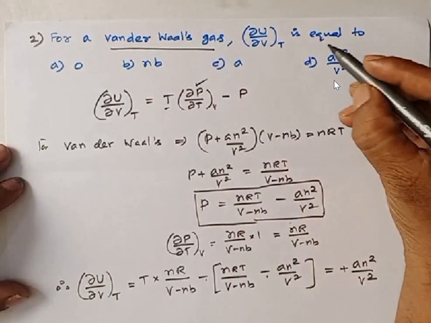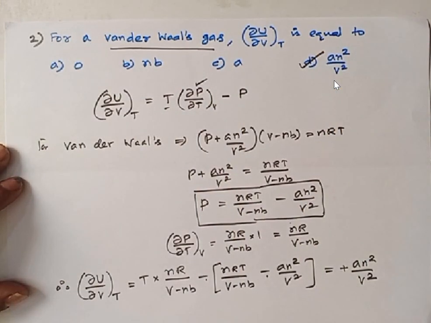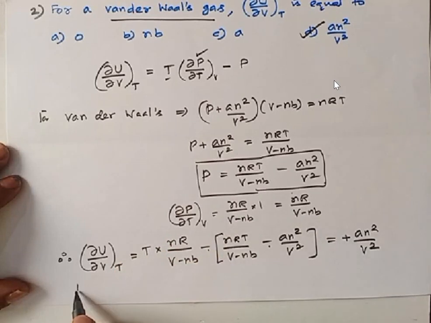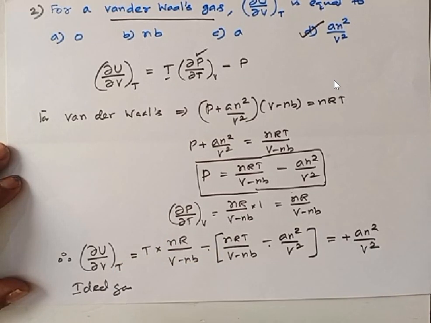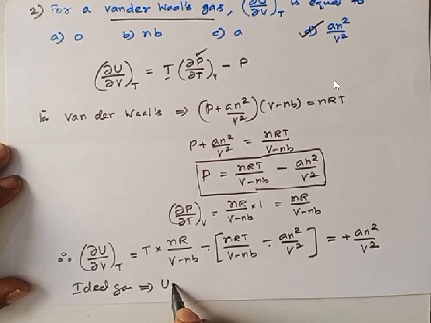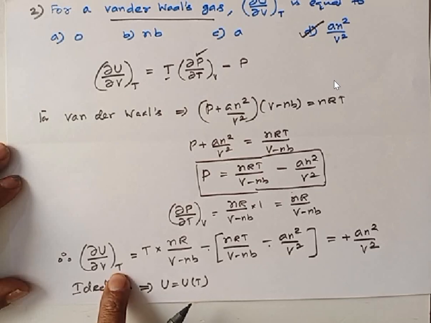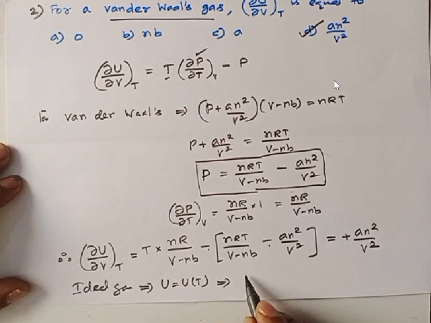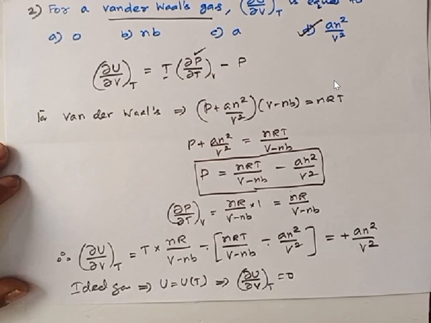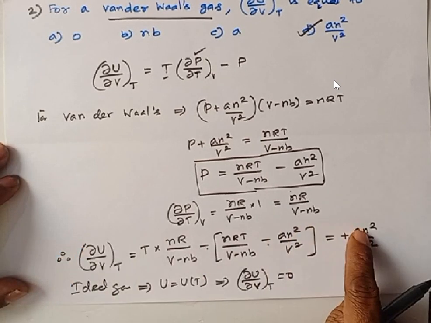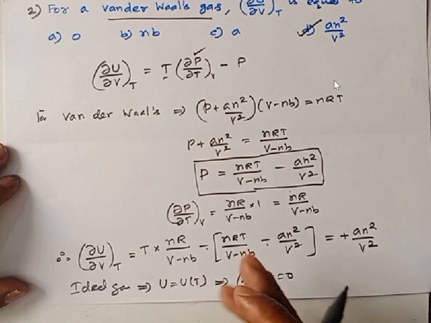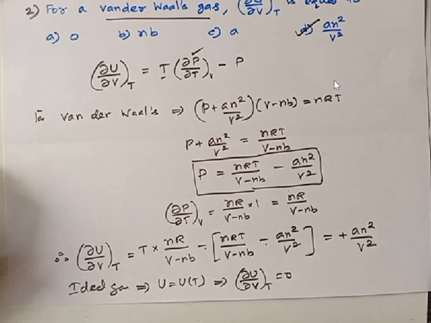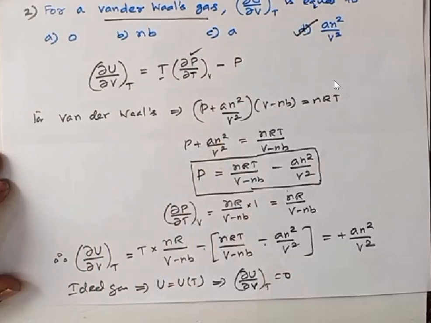So for this question, the correct option is D. Whereas this is an additional information, keep this in mind. In the case of ideal gas, you know very well, internal energy depends only on temperature. If temperature is constant, there is no change in internal energy for ideal gas. Therefore, for ideal gas, dou U by dou V at constant temperature equal to 0. Keep this in mind, very important. For van der Waals gas, this value is A n square by V square. For ideal gas, it is 0. So, for this question, the correct option is D.